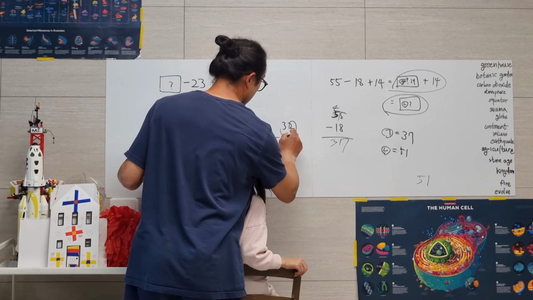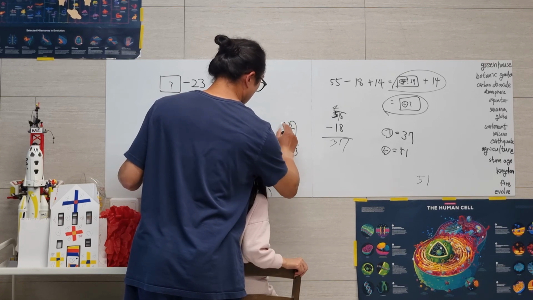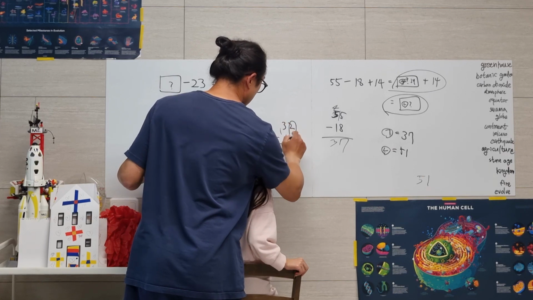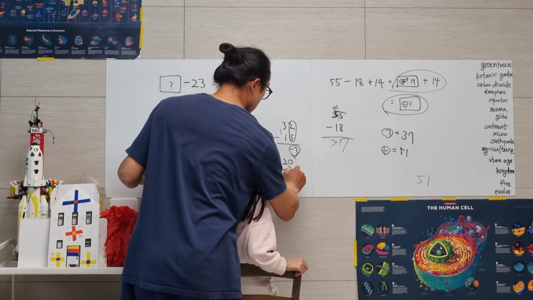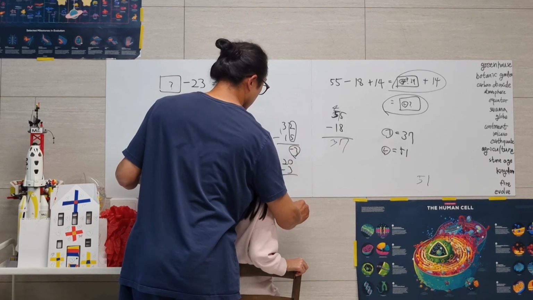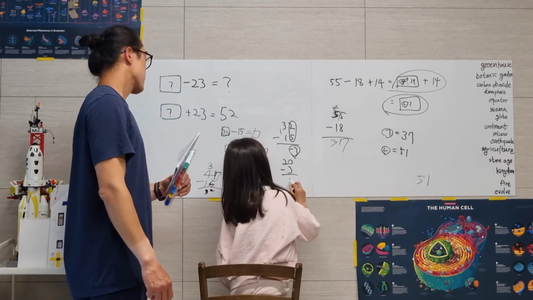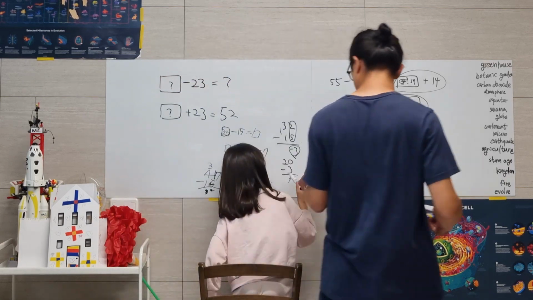What's this then? Which one? 30 minus 10. What's that? 30 minus 10. 20. 20 minus 3. What's that? 17. Yeah. If you know, do you know negative numbers?